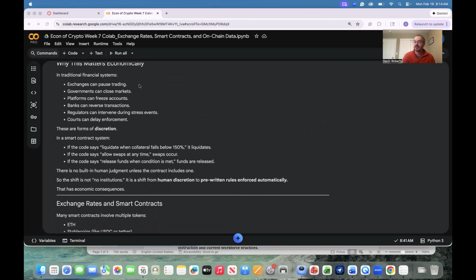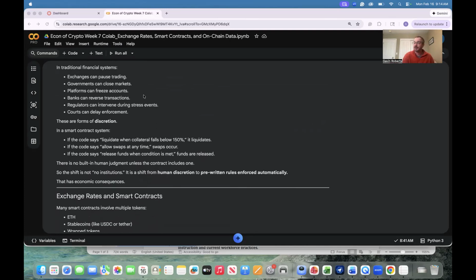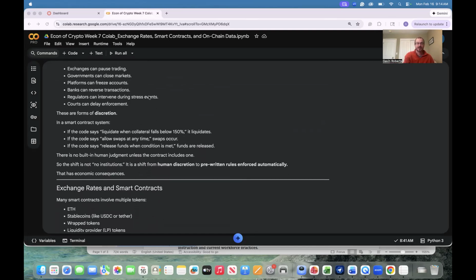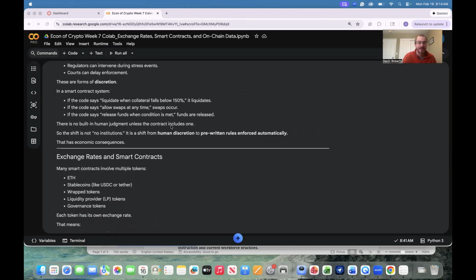So in a traditional financial system, exchanges might pause trading. This is something that happens. Circuit breakers are an example of this. The New York Stock Exchange will stop trading if price moves are big enough, for example. Governments might close markets. Platforms like exchanges might freeze accounts. Banks can reverse transactions. Regulators can intervene during stress events. Courts might delay enforcement, so maybe there's some fairness things going on that courts might get in the way of.